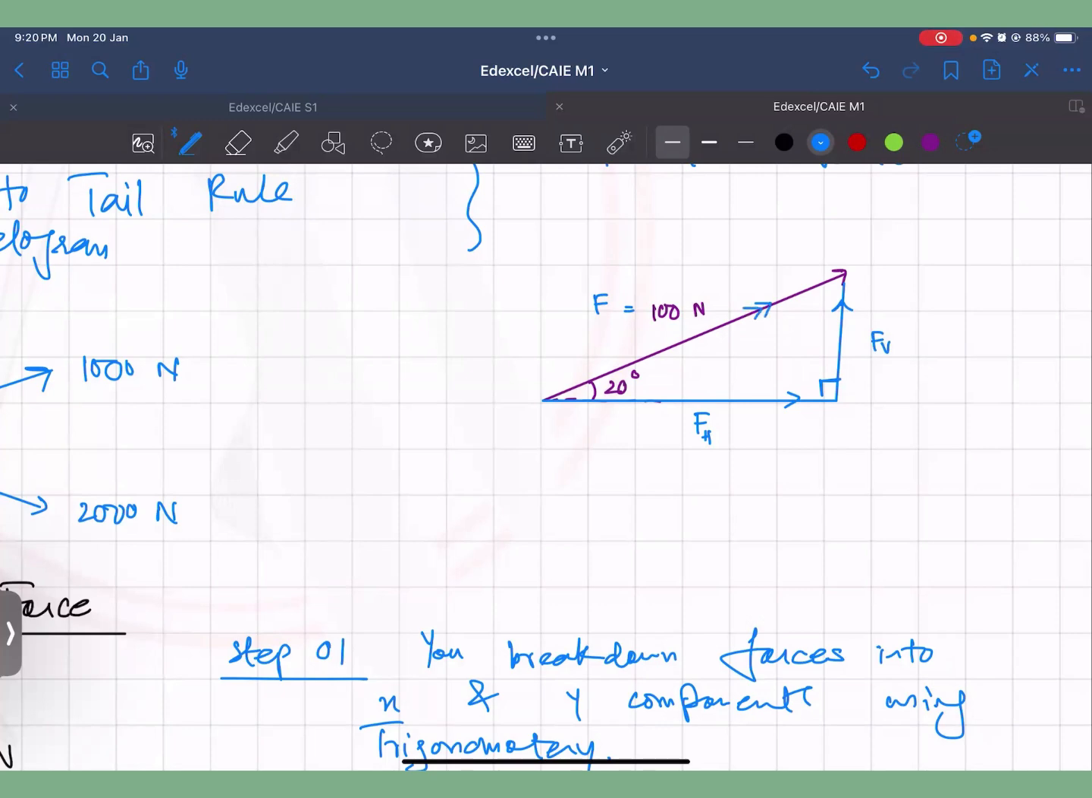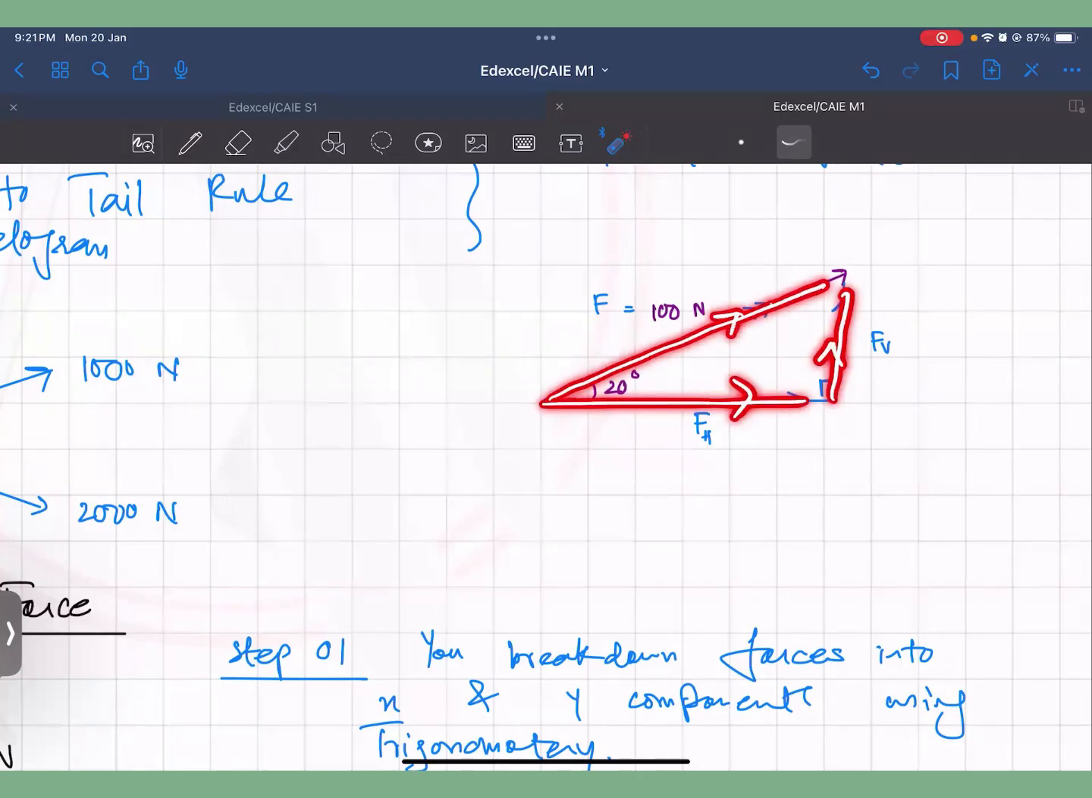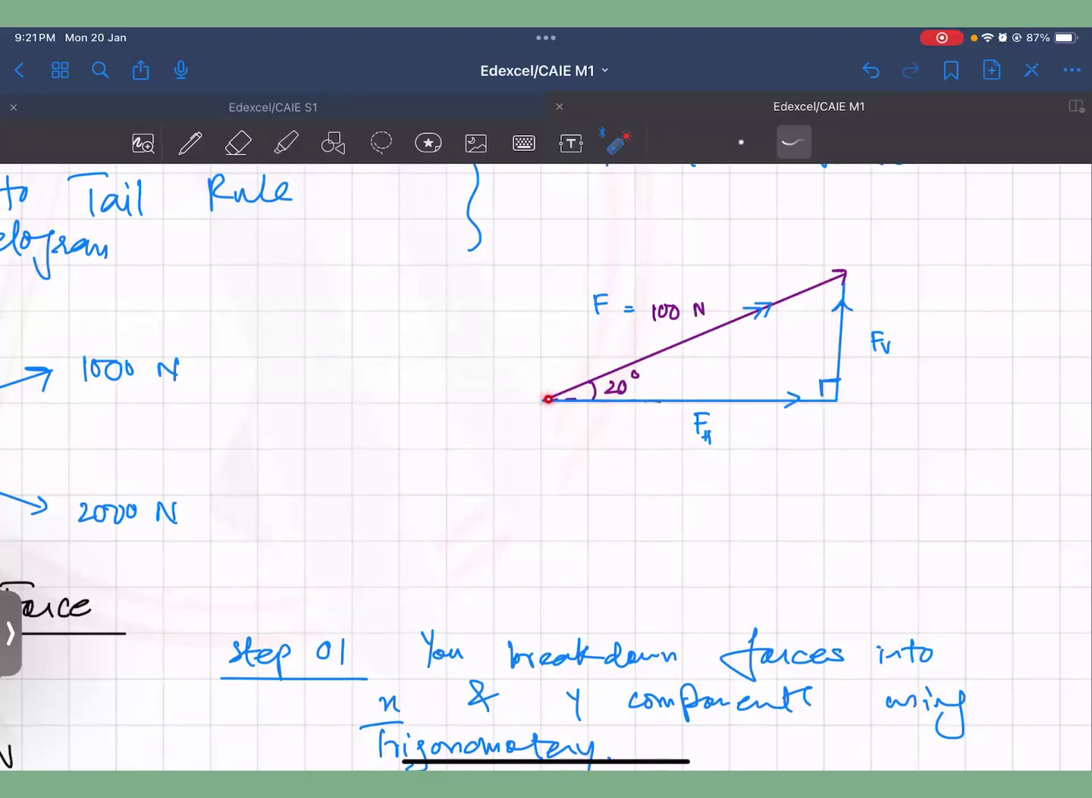If you apply the head to tail rule, when you join the tail of the first vector and the head of the last one, you get the resultant vector. So the sum of these two would be this vector, which was 100. So we are going in the opposite direction. We don't have these two vectors and we are finding them. We have the resultant vector already, which is 100 Newton, and we are breaking it down into this horizontal component and this vertical component.